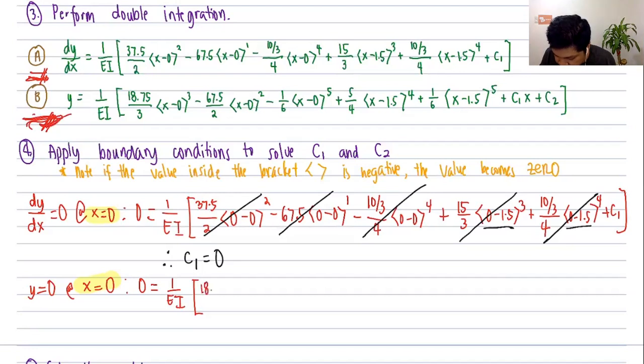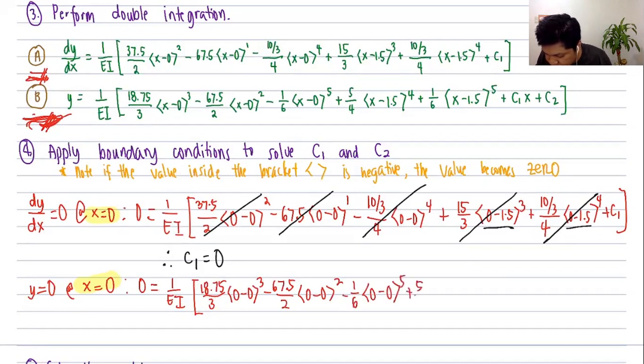That's 18.75 over 3, (0 minus 0) cubed, minus 67.5 all over 2, (0 minus 0) squared, minus 1 over 6, (0 minus 0) raised to 5, plus 5/4, (0 minus 1.5) raised to 4, plus 1 over 6, (0 minus 1.5) raised to 5, plus C1x. But C1 is already 0, so I'll just write 0 over there, plus C2.